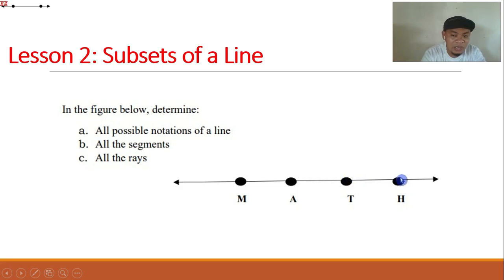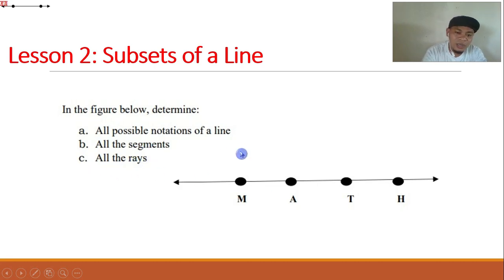So segment TH and segment HT is different, 'di ba? Kasi yung first letter siya po yung starting point, 'di ba? TH, HT. Okay. So, how about all the rays?